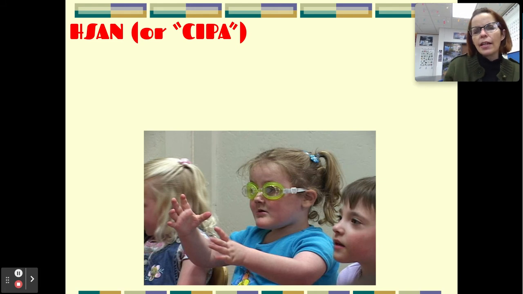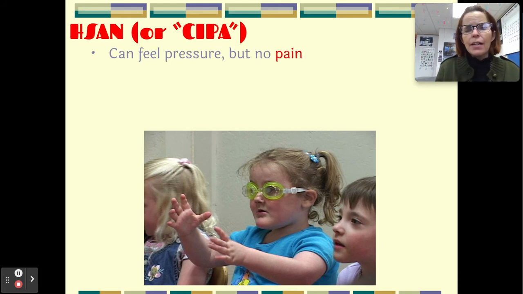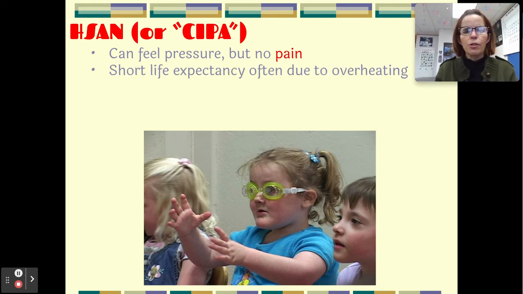It's called HSAN4 or CIPA. These are kids with an extremely rare genetic disorder. They can feel pressure, so I can touch this little girl's face. She's actually not a little girl anymore. She's a teenager who lives in Minnesota. Anyway, she can feel pressure, so she can clap and she can stand and walk and do all these things, but she doesn't feel pain. She doesn't have the nerve signals to feel pain.